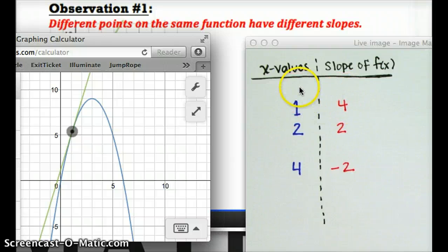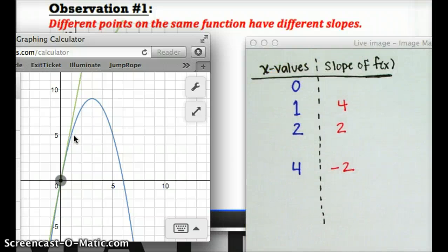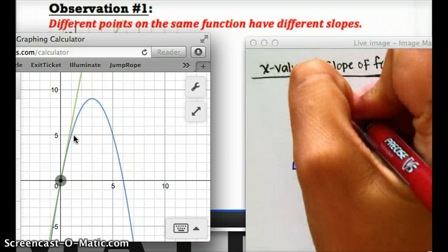Maybe I could do the same thing for 0. If I move the point and tangent line down to 0, looking at this line, we want to kind of guess what the slope would be. Well, I can see the line goes all the way up, and it looks like it's hitting right here approximately at 6. So that looks like up 6 over 1. I'm going to go ahead and estimate that at the x value 0, this function has a slope of 6.